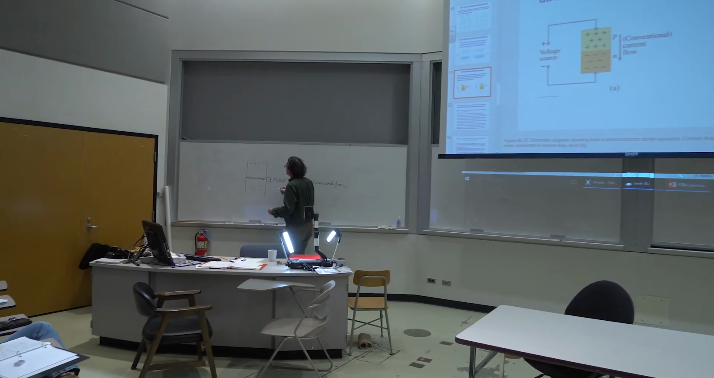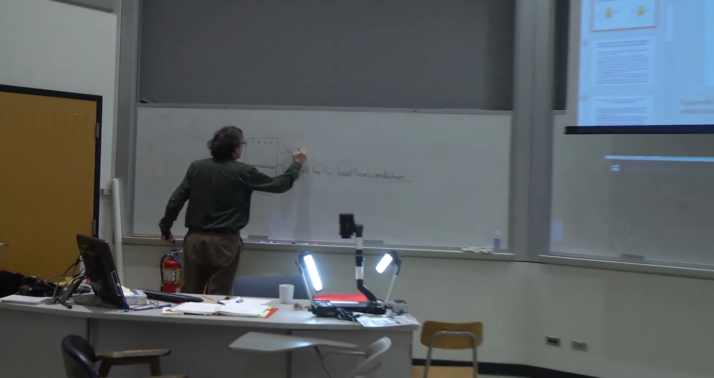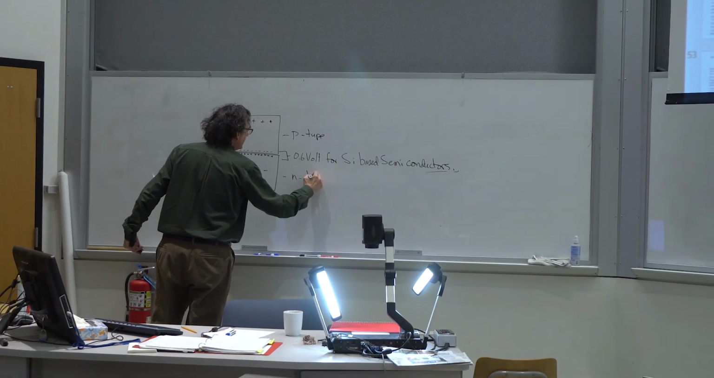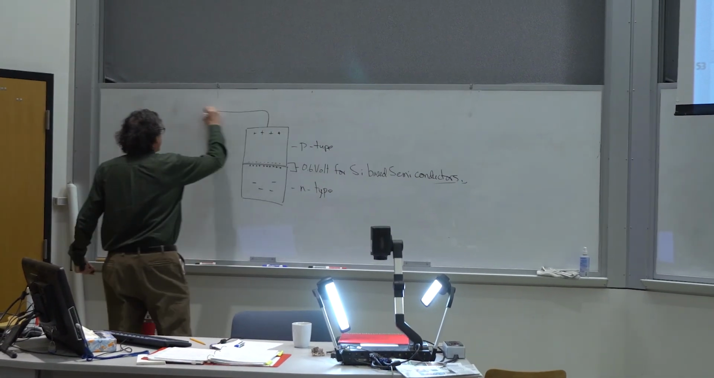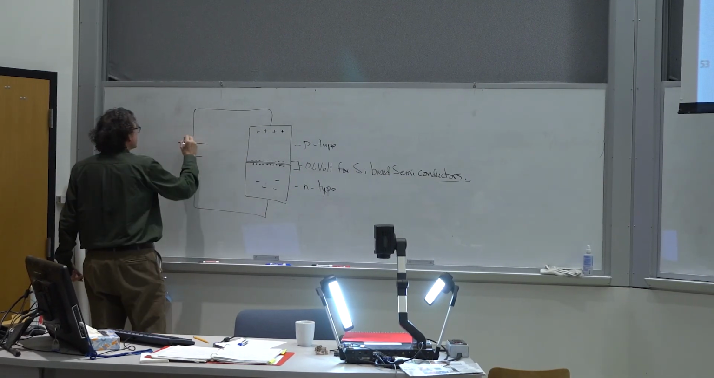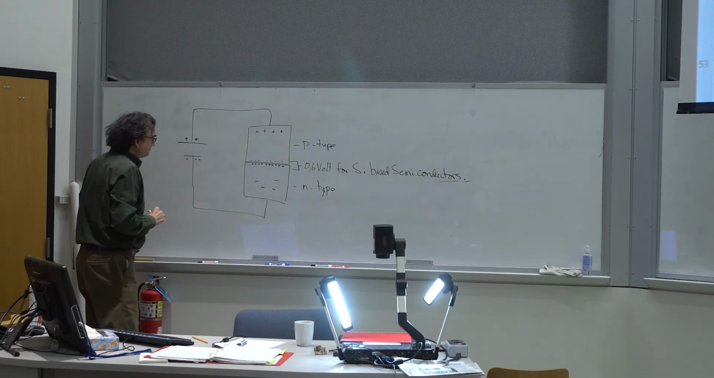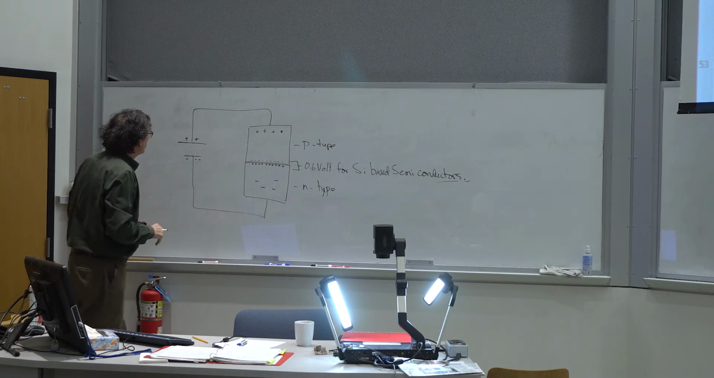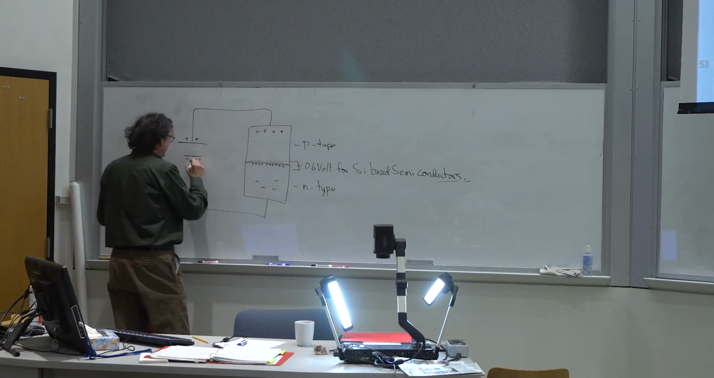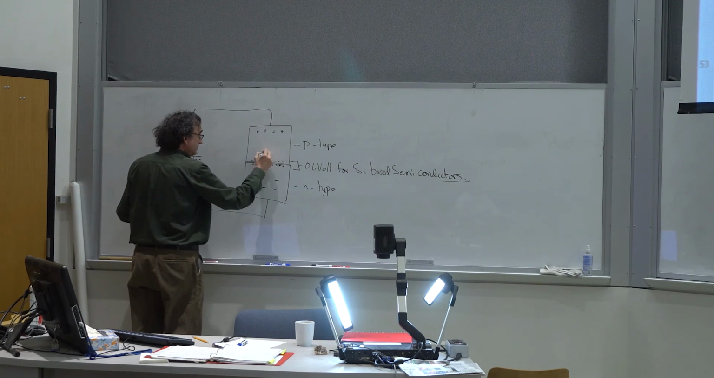Okay, so basically now what happens is that if I connect this, so this is P-type, and this is N-type, and now I connect this to a battery, like this. So this is the positive terminal, this is the negative terminal, right? Now, the positive terminal is pushing holes towards the center. The negative terminal is pushing electrons towards the center. And you see that there's a barrier here.